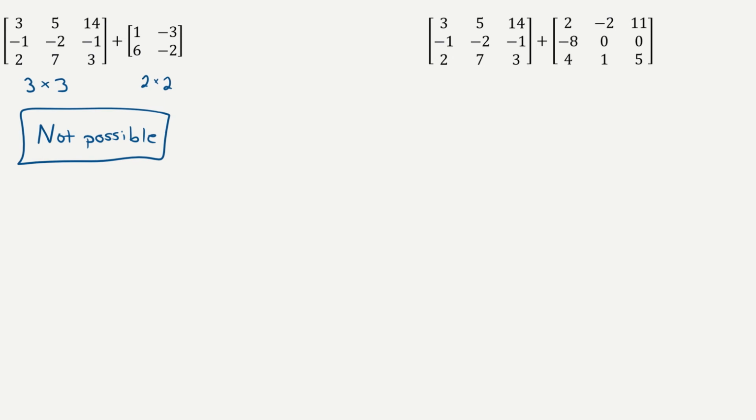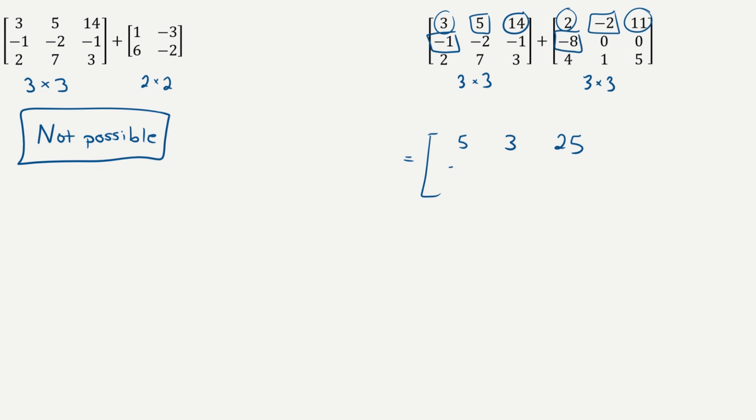Okay, over here, checking the dimensions of our second example, we have a 3x3 and a 3x3. So we can add them, and it will give me a 3x3 matrix. So here we go. We'll add the 3 plus the 2 to get a 5. 5 plus -2 to get a 3. 14 plus 11 to get 25. And on to the second row. -1 plus -8 gives me -9.